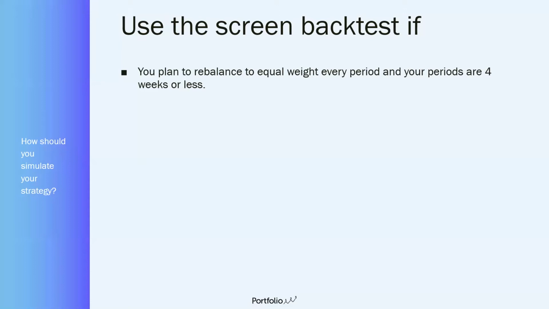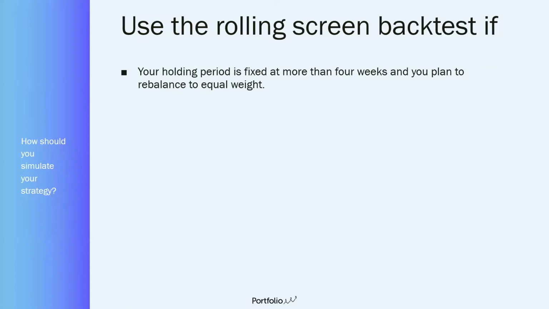Use the rolling screen backtest if your holding period is fixed at more than 4 weeks and you plan to rebalance to equal weight. The rolling screen is better for backtesting strategies with long holding periods than any of our other tools. Really, it's even better than the simulation. If you're planning to have holding periods of 12 to 18 months, a rolling screen backtest is really optimal. So I'm going to show you a little bit how that works.